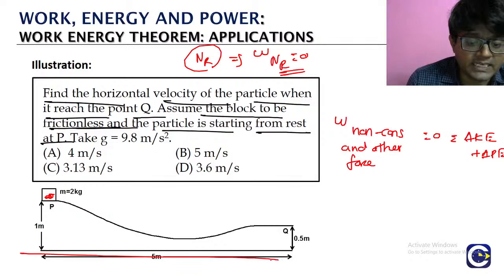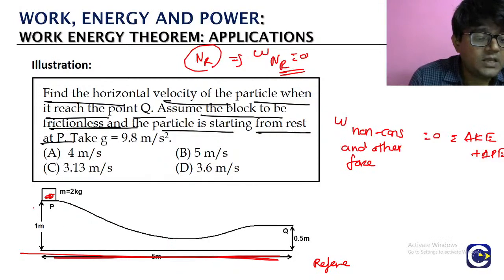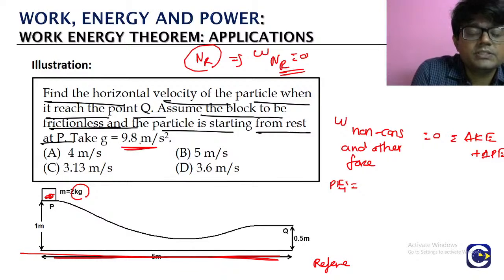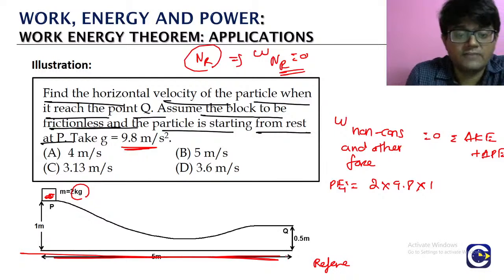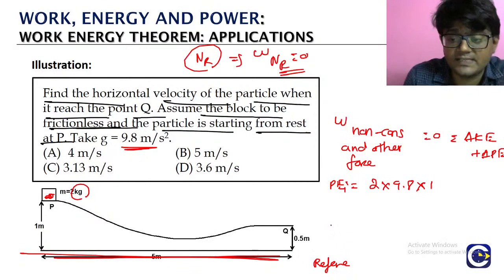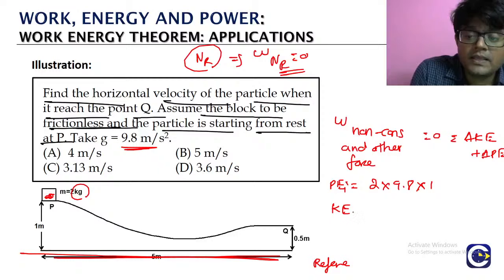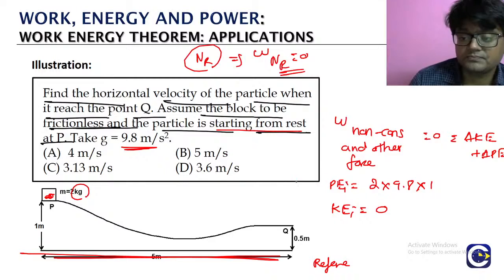Now we can take this as our reference. If we take this as reference, what is the height of point P above the reference? 1 meter. So the initial potential energy is mass 2, g is 9.8, and h is 1, so 2 into 9.8 into 1. The reference is the flat surface. K initial equals 0, because they are saying the particle is starting from rest from P.